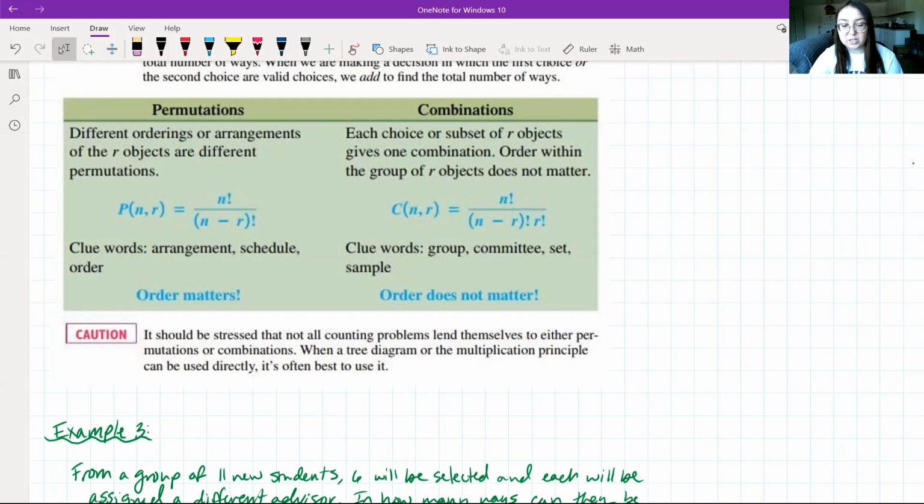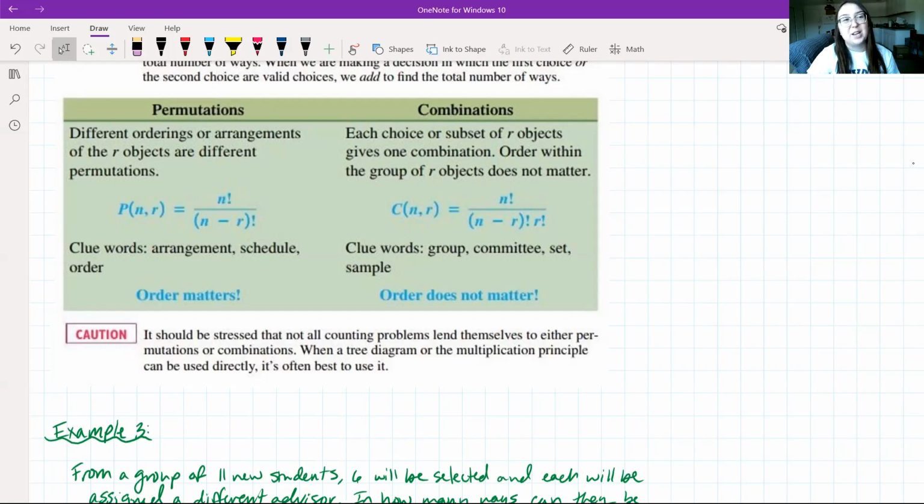Then for combinations, each choice or subset of r objects gives one combination. Orders within the group of r objects do not matter. Then we have our formula: the combination of n comma r is equal to n factorial divided by n minus r factorial times r factorial. The clue words in this case are going to be group, committee, set, or sample. And we remember that order does not matter.